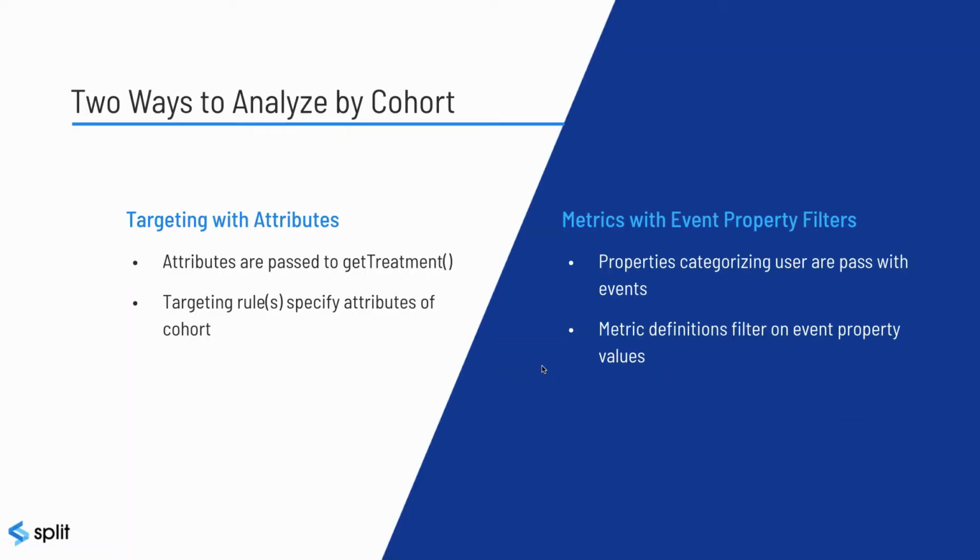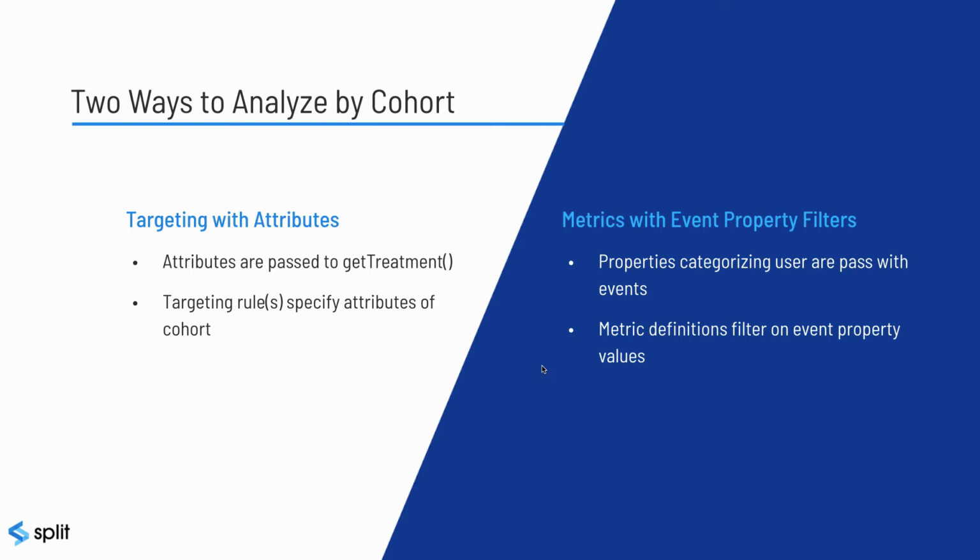So here are the two ways described. Targeting with attributes: what you do there is you pass a list of attributes that describe the user. To get treatment, that's one of the optional parameters to get treatment, a list of attributes. And then you define targeting rules in the definition of the split that defines the cohort. So for instance, platform equals iOS or platform equals Android. Or it could be something like state equals Utah or Colorado. Those would be ways of targeting a split with attributes passed to get treatment.